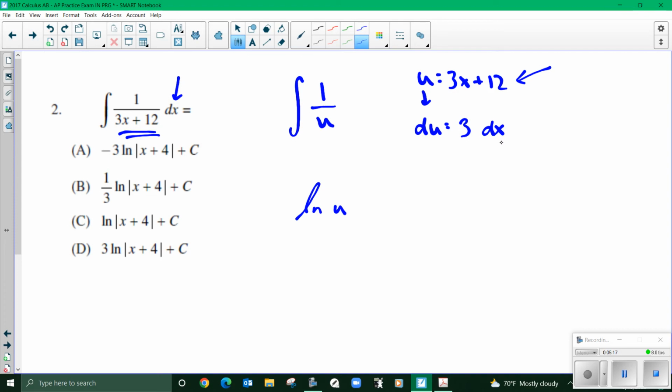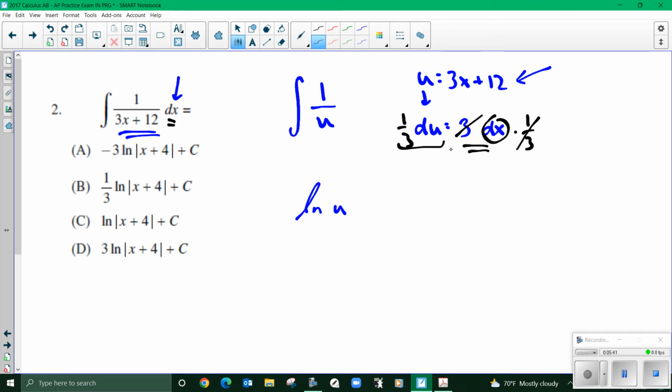Here's the problem or the issue. I don't have a 3 du here, or excuse me, a 3 dx. I just have a dx. So let's get rid of the 3 on the right side. I'm going to multiply both sides by 1/3. 1/3 and 3 cancel. So now I've got dx equals 1/3 du.